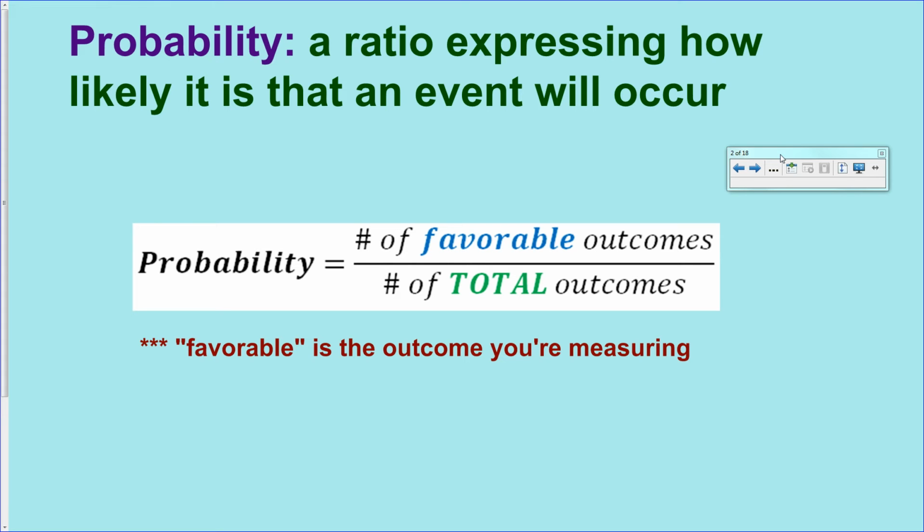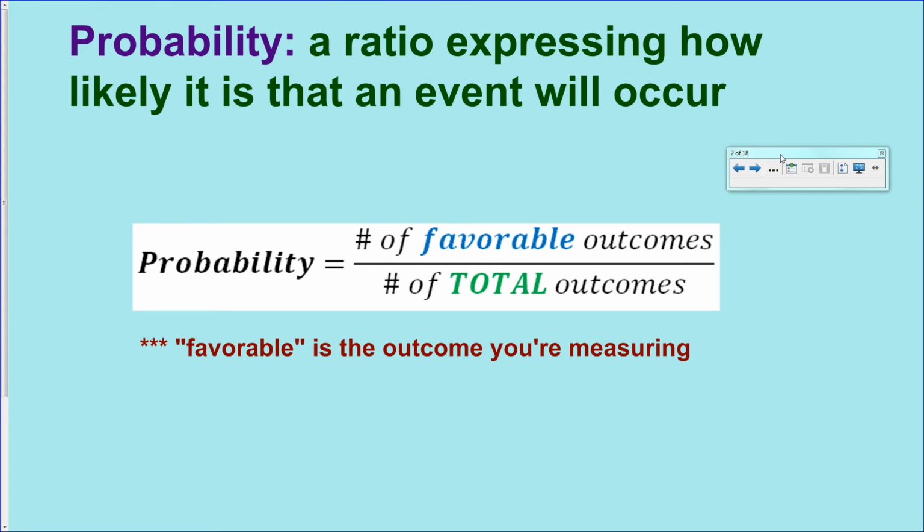You probably have a very good understanding of this already. I'm just going to introduce you to the very formal definition and the formula to calculate probability. Simply stated, a probability is a ratio expressing how likely it is that an event will occur. Its definition slash formula is a fraction. It is the number of favorable outcomes divided by the number of total outcomes.